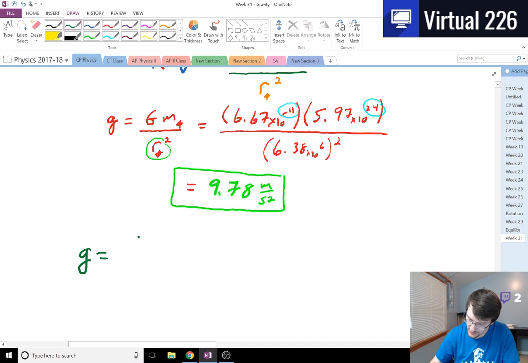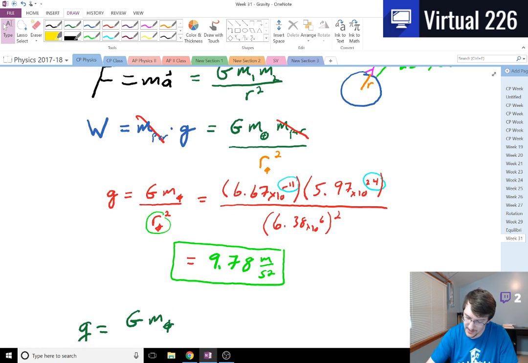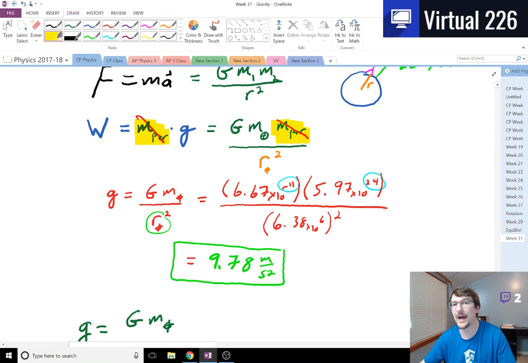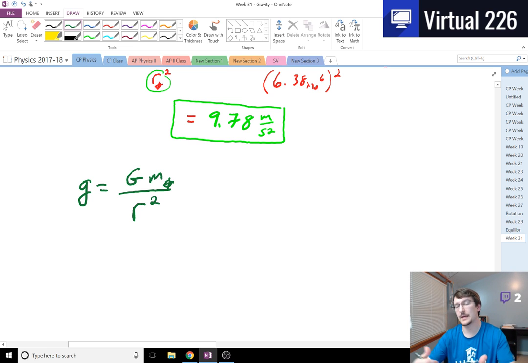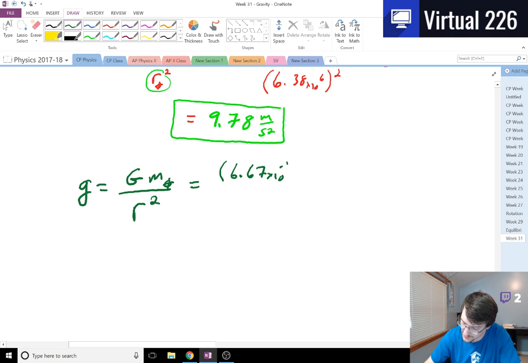g equals G times the mass of the Earth. Remember, we saw up here that the mass of our astronaut, or the mass of the person, doesn't matter. That value cancels out each time. And when we divide this, we need to divide it by the distance between the center of our Earth and where the astronauts are, squared. So when we do this, it's a very similar setup. 6.67 times 10 to the negative 11th times the mass of the Earth, 5.97 times 10 to the 24th.